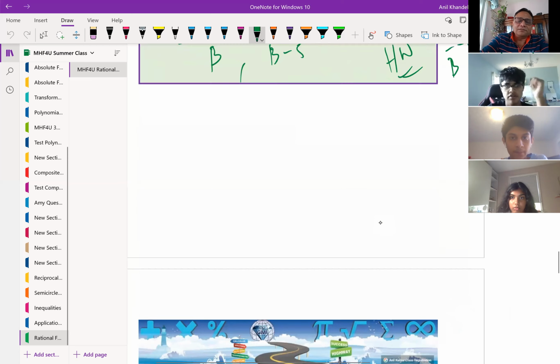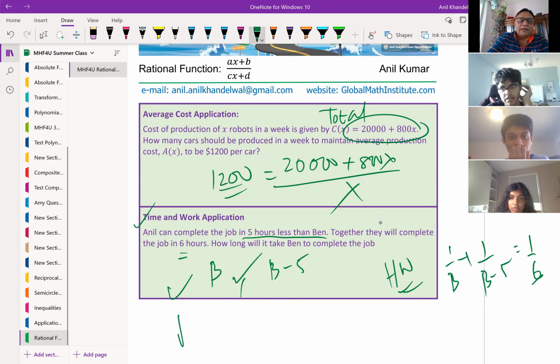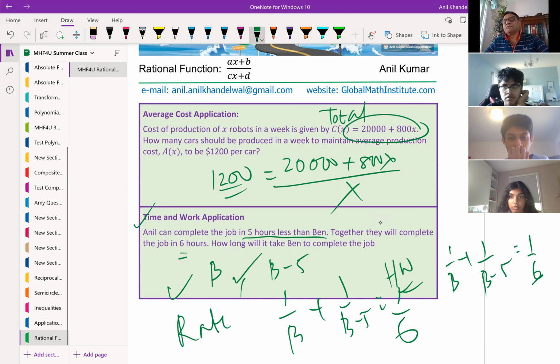Solve this and get your answer. The first step is to make Ben equal to B. Then you write down the rate: 1 over B plus 1 over B minus 5 equals 1 over 6. Done. In 1 hour, how much work are they doing together?